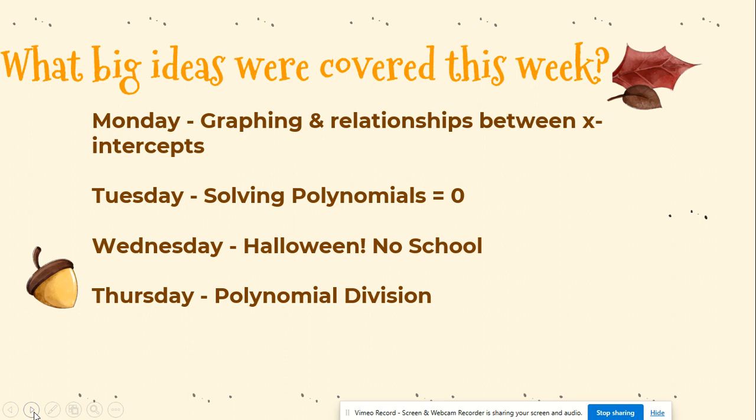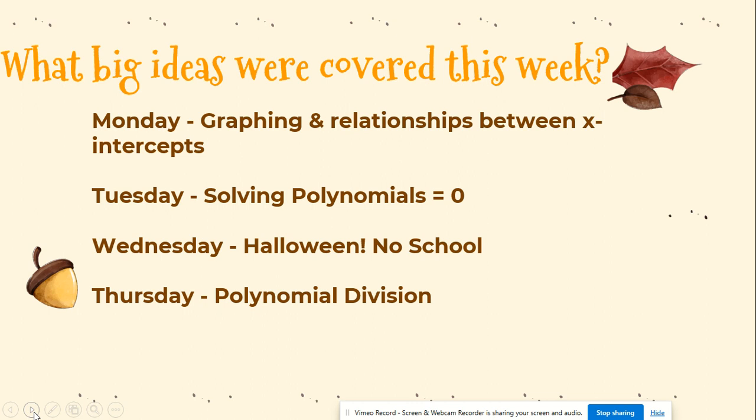To remind you, on Monday we graphed polynomials and we were looking at the relationships between the number of x-intercepts and what the graph looks like. Tuesday was arguably the hardest thing we did this week. We had to solve polynomials when they were set equal to 0. And what we needed to do was rewrite them in factored form. Once they were factored as far as we could go, then you set the factors equal to 0, and that actually helped us find the x-intercepts, which is what we were doing Monday.